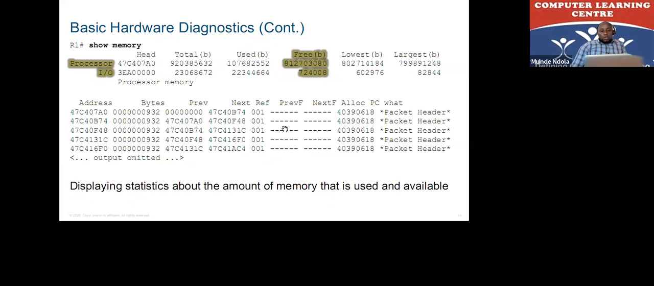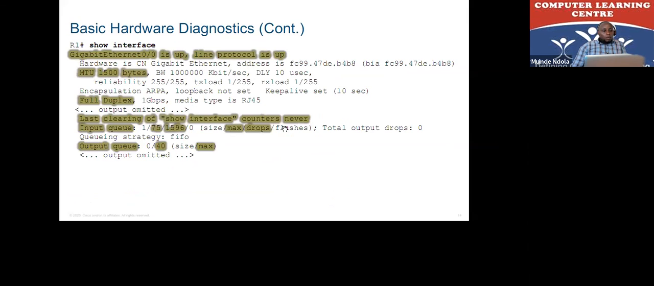Show memory will show you the utilized memory and what memory is free. Okay, so you can see the used and available memory. You can use the command show interfaces. Now this is a common command. It shows you if the line protocol is up or the line protocol is not up.